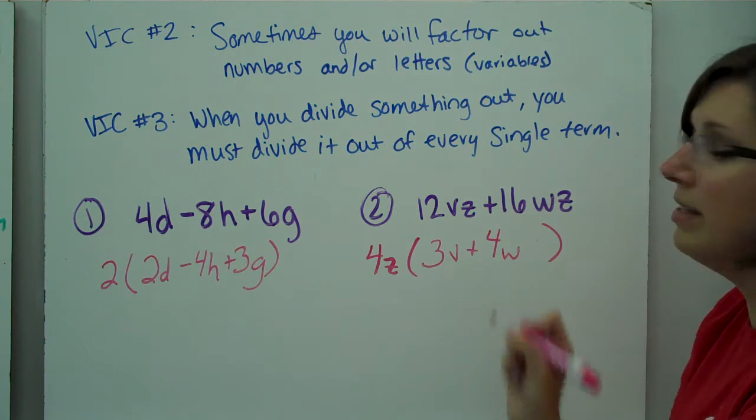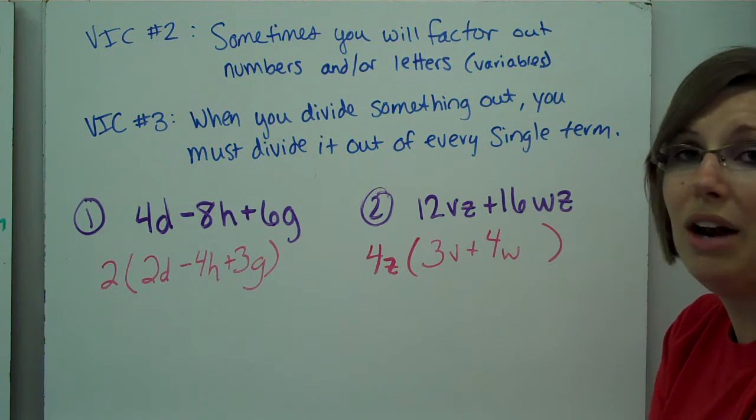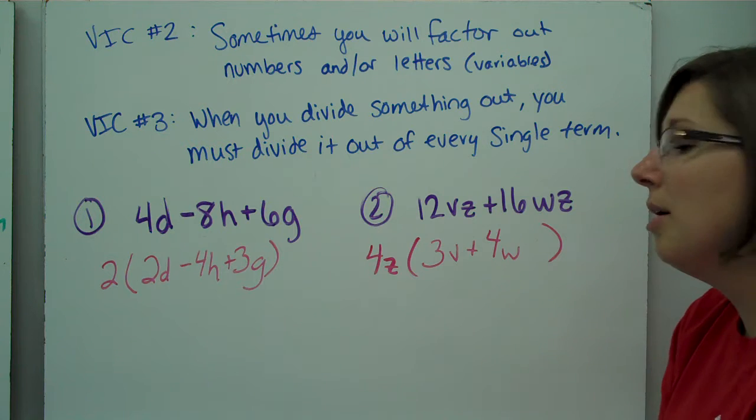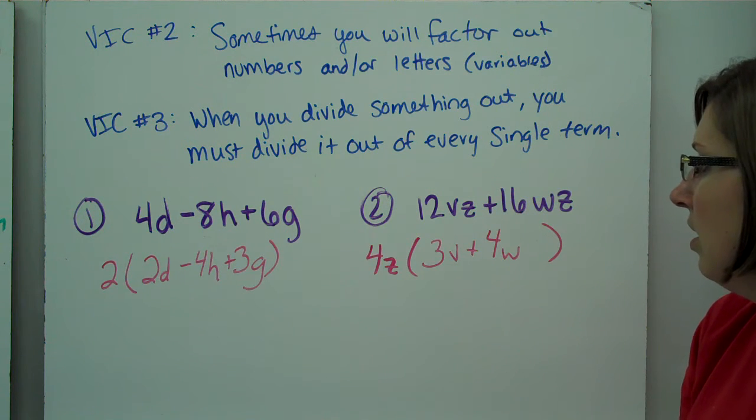There's nothing to divide that w out, so we leave it. z divided by z is 1. I don't need to report the 1, so this is my final answer. Okay?